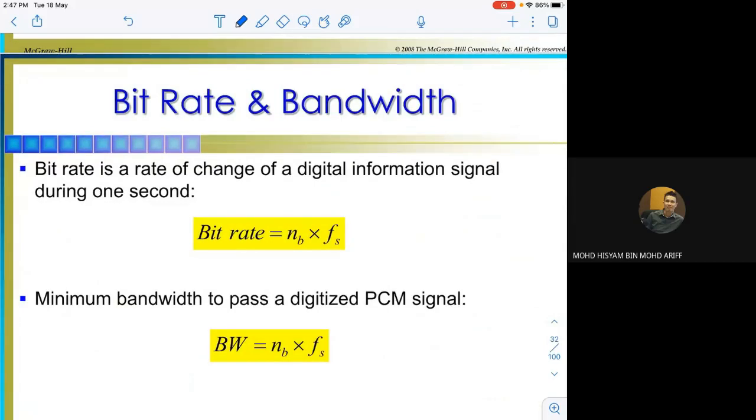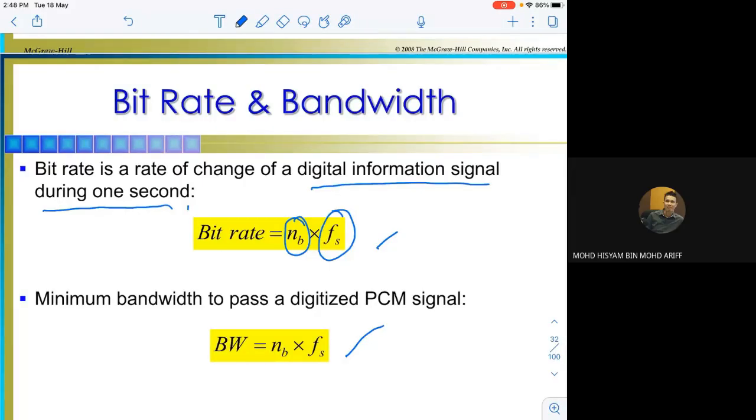Okay, bit rate and bandwidth. We go to the bit rate. This is a new formula you must know. Bit rate is the rate of change of the digital information signal during 1 second: bit rate equals Nb times Fs. You must know this formula. And then the minimum bandwidth to pass a digitized PCM signal equals Nb times Fs. Actually the same, you see, Nb Fs here is also the same.